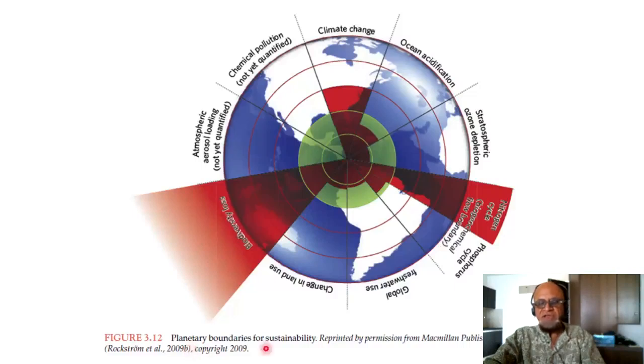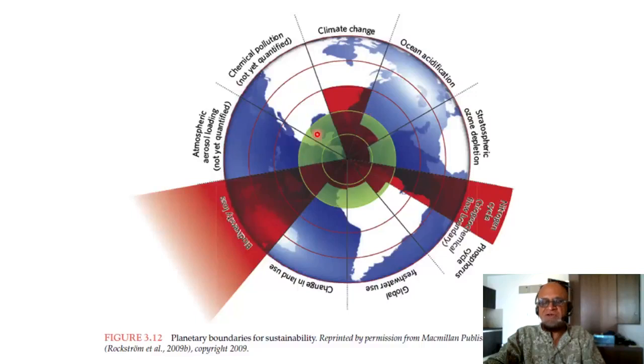Planetary boundaries for sustainability here, and I'll come to another version of this figure: climate change, ocean acidification, stratospheric ozone, nitrogen cycle, phosphorus cycle, and biogeochemical flow in general for the boundaries. And you have global freshwater use, change in land use, and biodiversity loss, atmospheric aerosol loading not yet quantified, and chemical pollution.